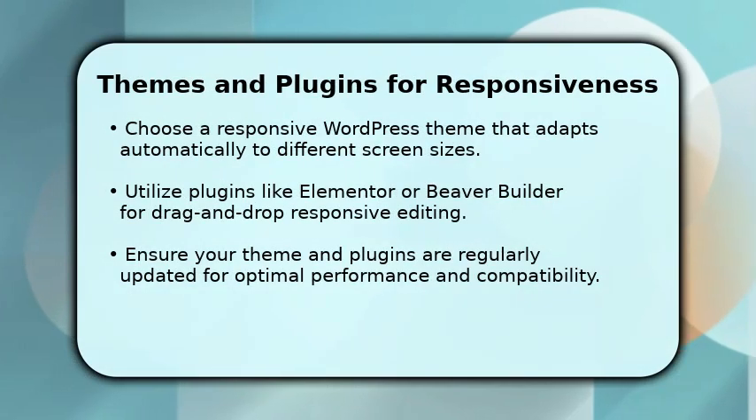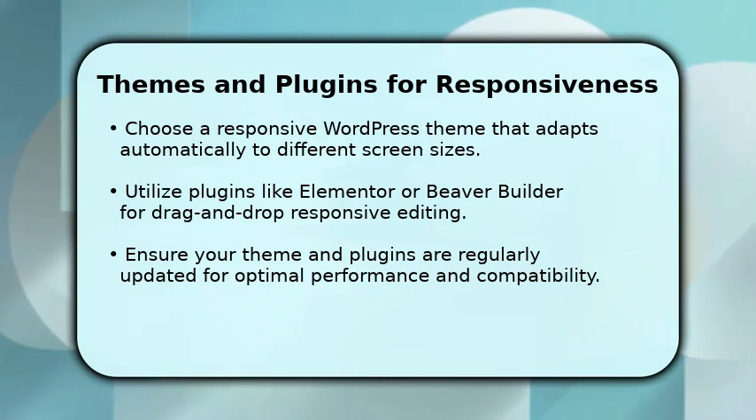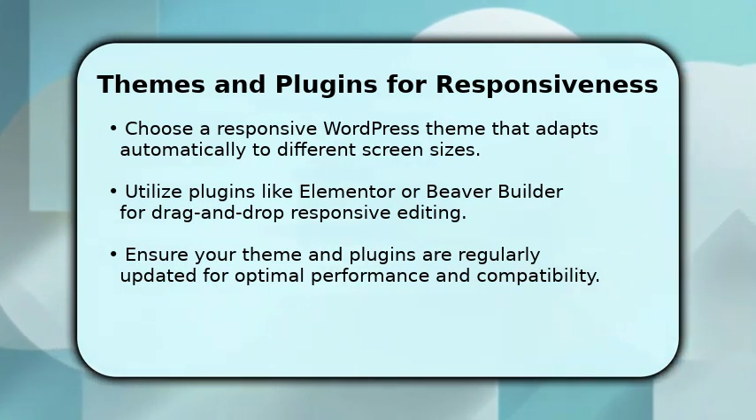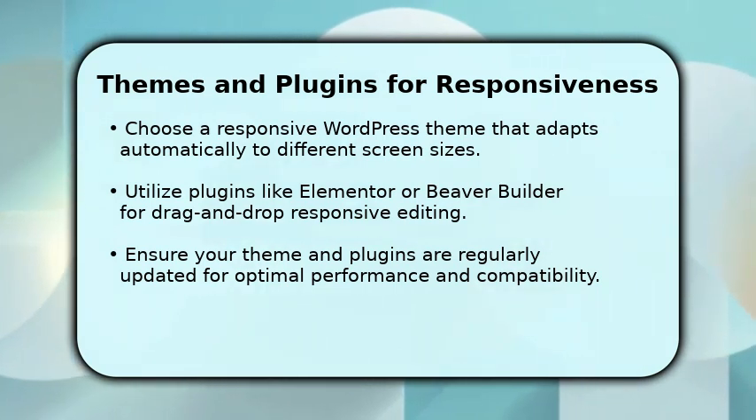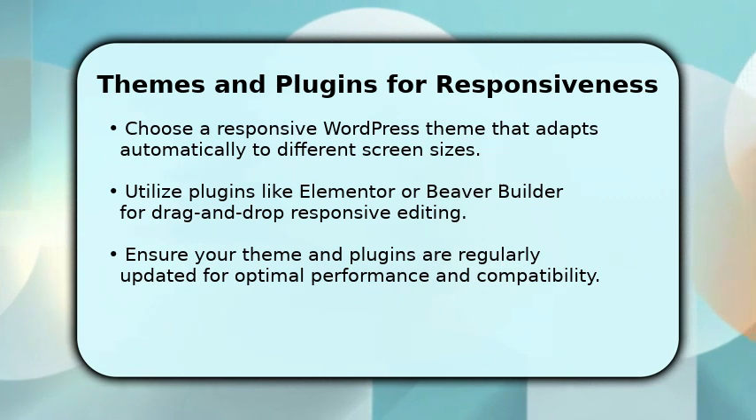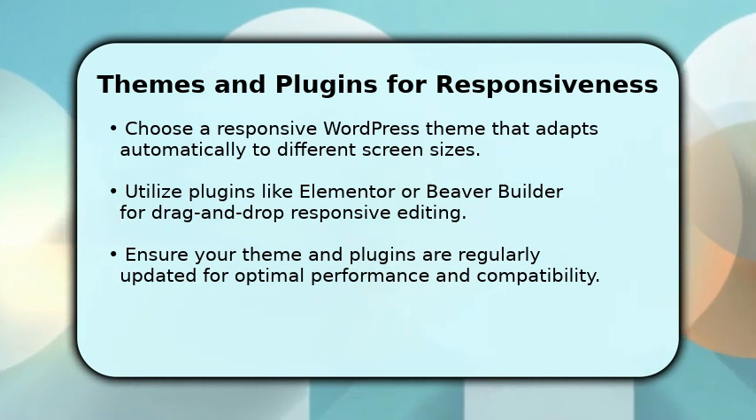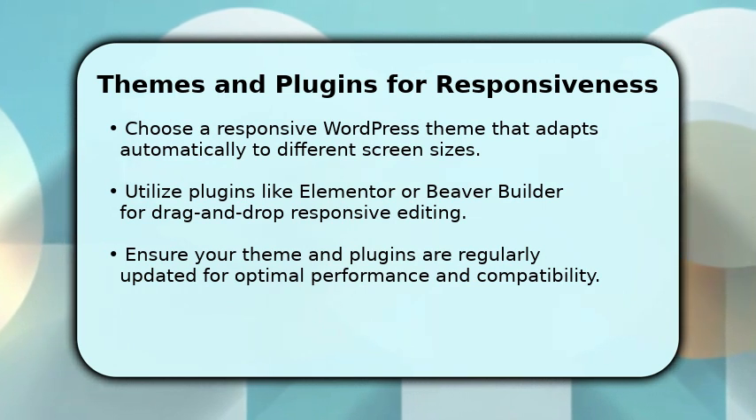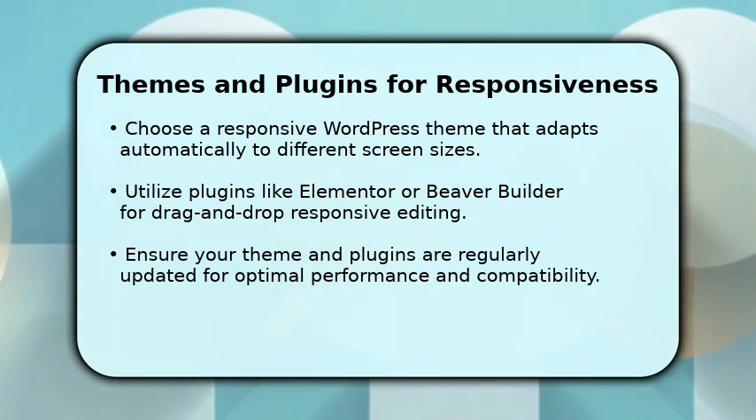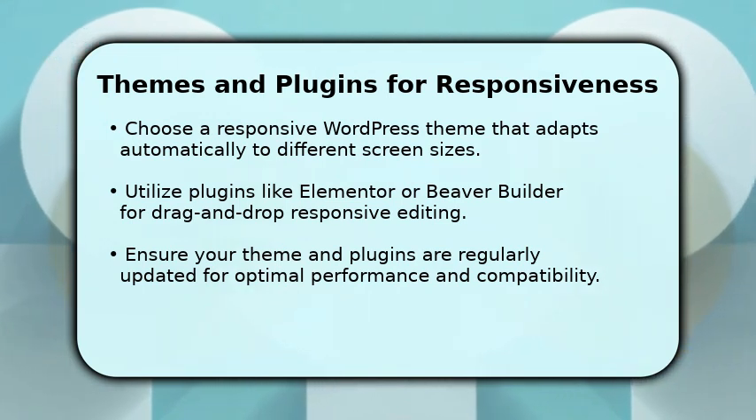A great starting point is selecting a truly responsive WordPress theme. These themes are built to automatically adjust their layout and elements across various devices, ensuring a seamless experience. For more control, consider page builder plugins such as Elementor or Beaver Builder. They offer intuitive drag-and-drop interfaces, allowing you to design and preview your content responsively. Remember to keep all your themes and plugins updated. This is vital for security and maintaining responsiveness.